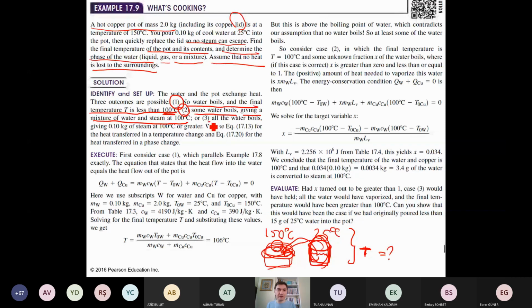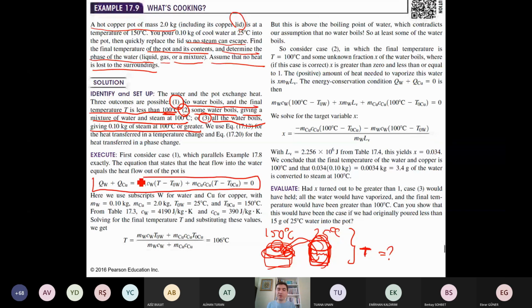So these are the possibilities. And the last one is all the water boils and vaporizes, giving 0.1 kilogram of steam at 100 degrees Celsius or with greater temperature. Okay, just discuss these three possible conditions. So if you consider that no water boils and the final temperature is less than 100 degrees Celsius, then you can write this expression.